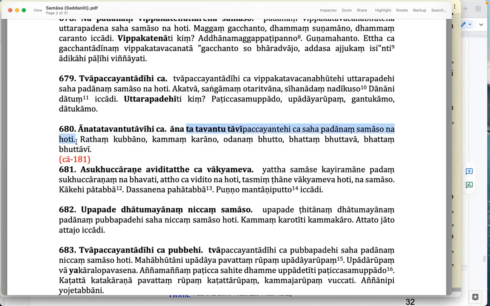So you see, the word ending in ana, ending in da, ending in Dawant and in Dawain, there is no samasa. Saha badanan samaso nahoti. Even though it says it in this way, in the example, retan kobamano, kobano is the later word and retan is the former word, so this cannot be a compound. Ratagobamano, we never use as a compound.